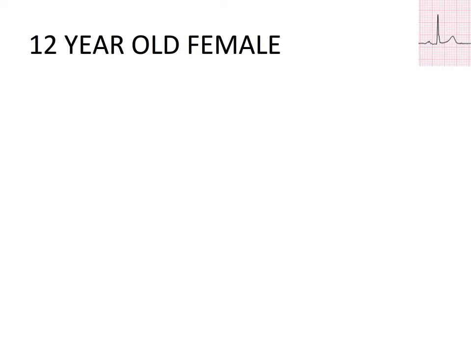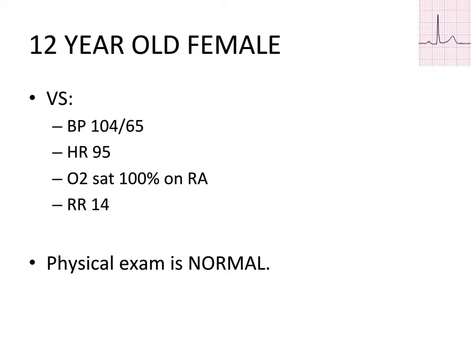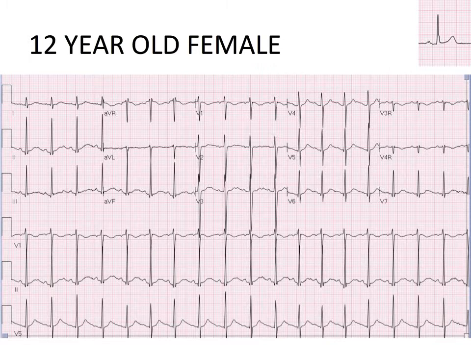Her vital signs show a blood pressure of 104/65, heart rate of 95, oxygen saturation of 100% on room air, and a respiratory rate of 14. Her physical exam, including orthostatics, is normal. You decide to get an EKG. This is what you see on her EKG. Let's use the method we learned in our basics module to go through this EKG together. Calculate the rate, rhythm, and axis.